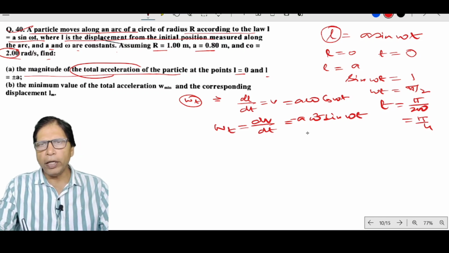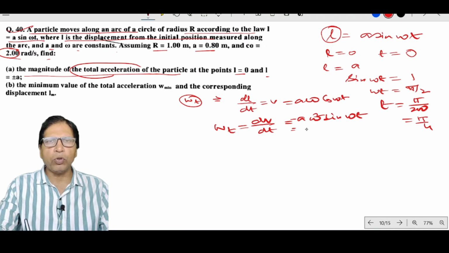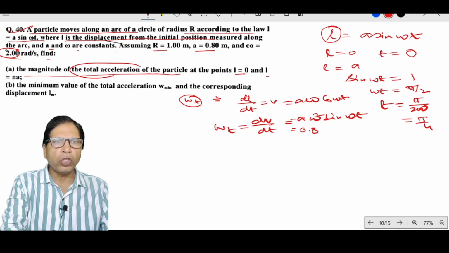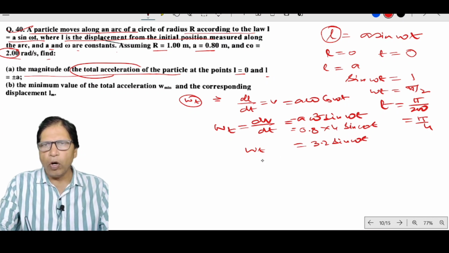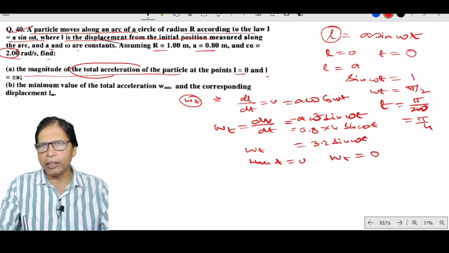Okay. Now, here A is equal to 0.8 and omega is equal to 2, so omega square is 4. And this is sine omega t. So this is 3.2 sine omega t. Now, when t equals 0, the tangential acceleration w t is 0.